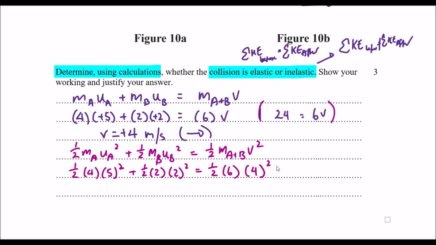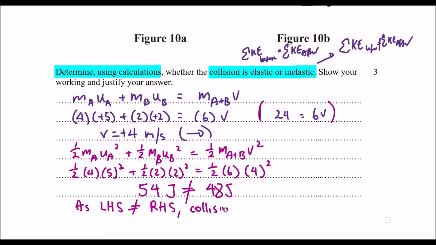Now remember what we said: in order for this to be elastic, the kinetic energies should be equal to each other, and if it's inelastic, they should not be equal to each other. So let's have a look. On the left hand side we have 54 joules, and on the right hand side we have 48 joules of energy, so they are not equal. As the left hand side does not equal the right hand side, the collision is inelastic, kinetic energy is not conserved.